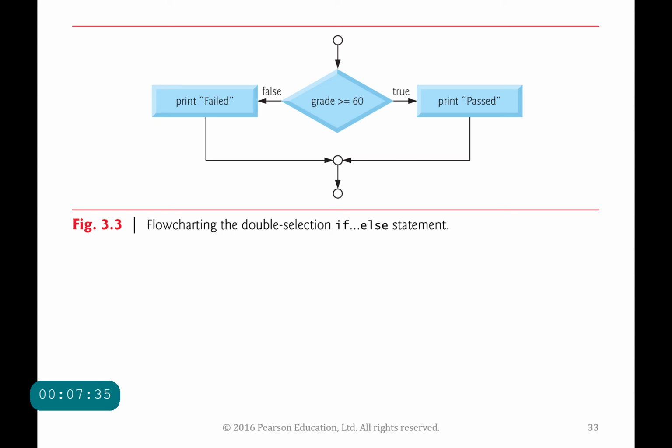If you want to look at the flow chart of this, you have your condition being tested inside this diamond, and the condition is grade is greater than or equal to 60. If the condition is true, you print passed. If the condition is false, you print failed, and then you go to the next statement, which comes after the body of the if and the else statement ends.